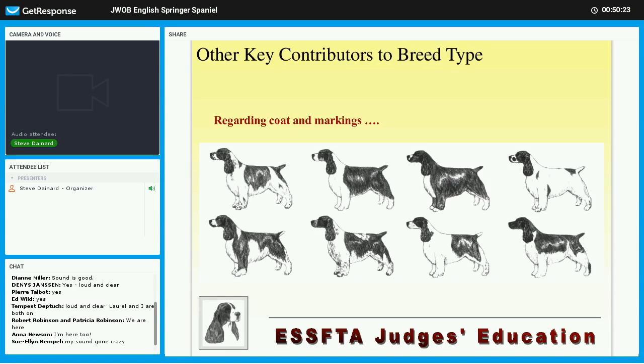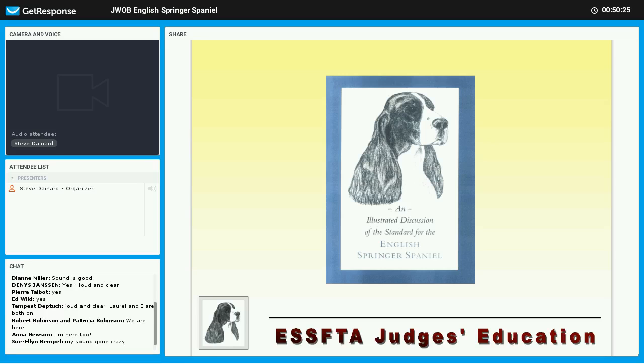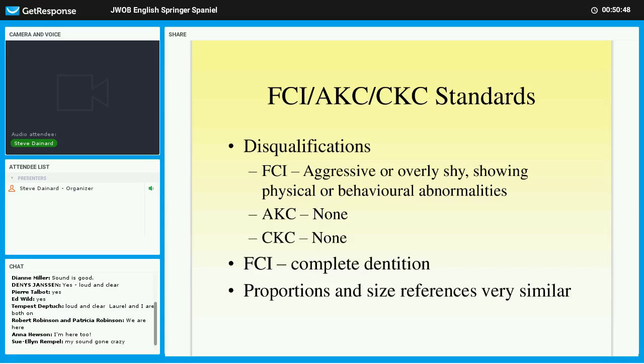ESSFTA has an illustrated standard. They've done an excellent job on it as well. If you get onto the national website, you'll be able to order one. It's a great reference for you. I do not believe they offer it in a PDF version, but if you can pick up a copy of it, then by all means, do that, because it's a great reference for everyone as well.